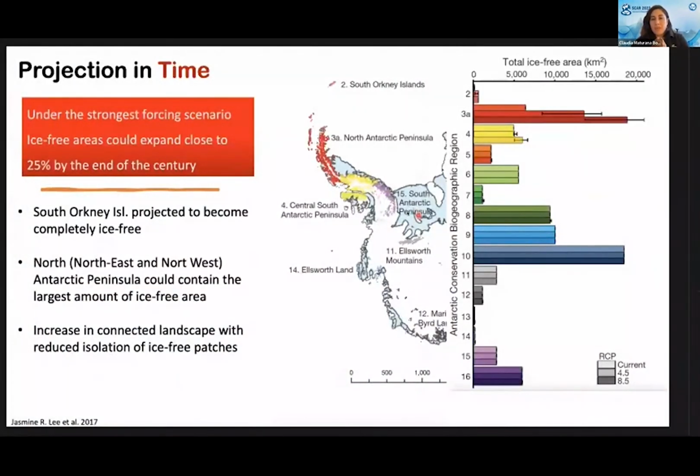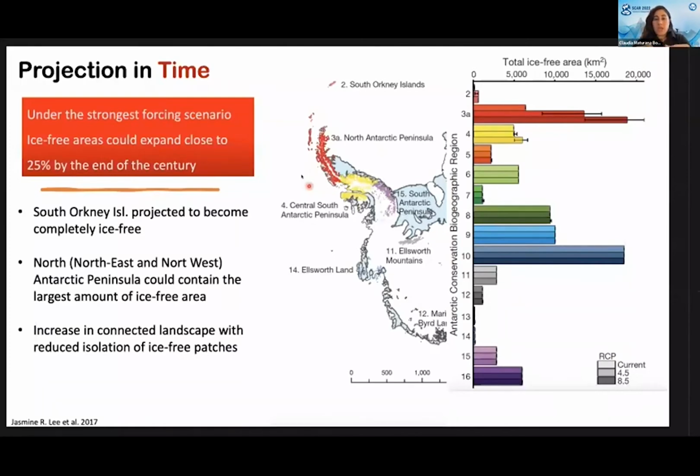So this data, this projection in space, can now be transferred in time. What are the possible changes that we are going to see in the landscape in this part of Antarctica? Well, Lee and collaborators also show that under the strongest forcing scenario, the ice-free area could expand close to 25% by the end of the century. So we are going to see the South Orkney Islands become completely ice-free, and the north part of the peninsula could contain the largest amount of ice-free area.